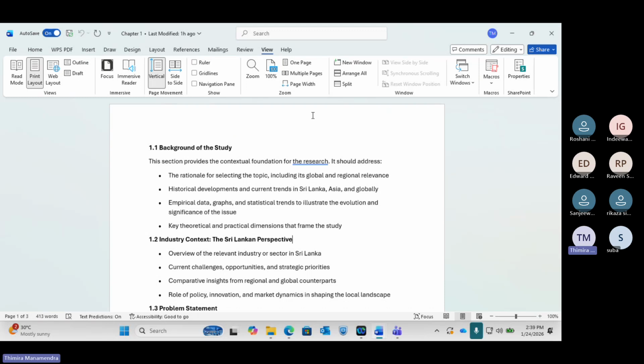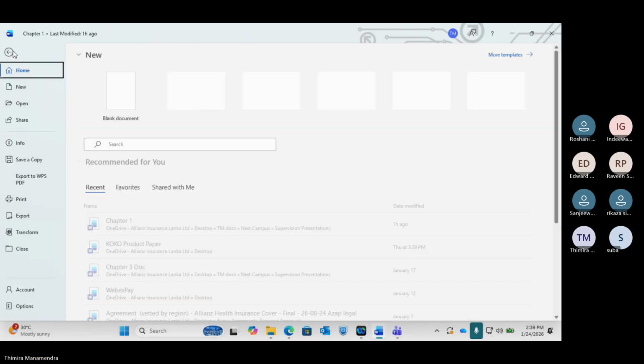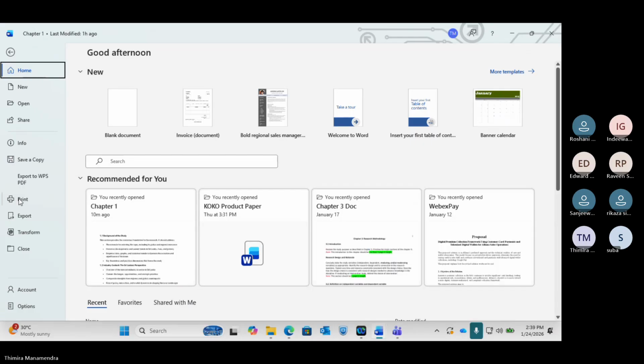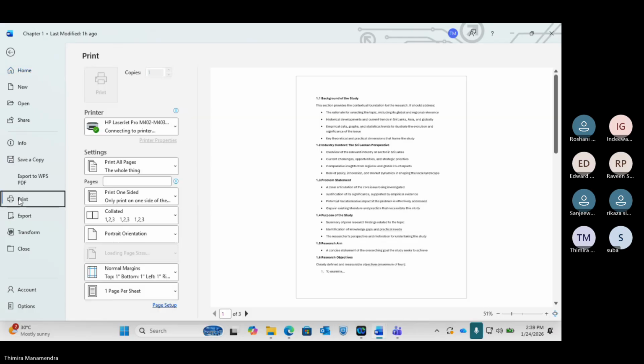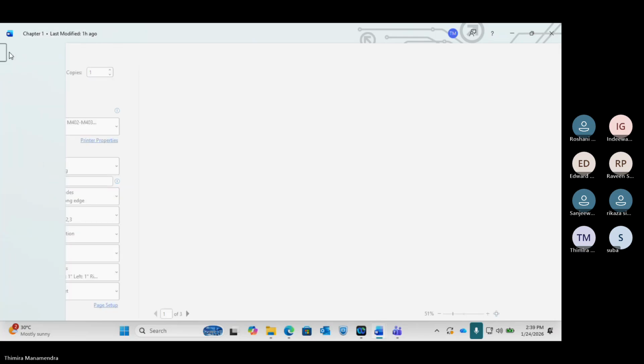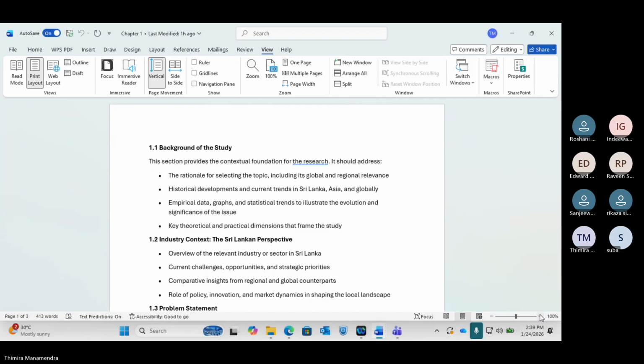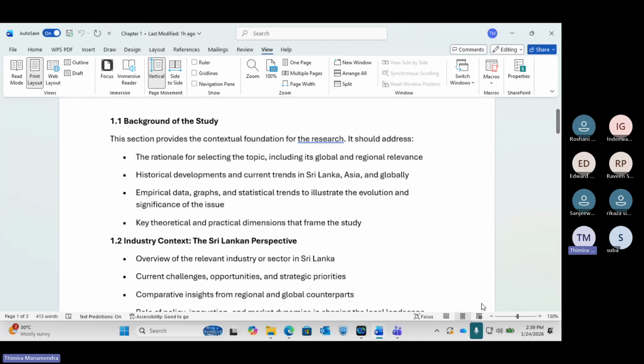How to get this to the full screen? Anyone else? No. Doesn't matter. Okay, I hope you can see it now.